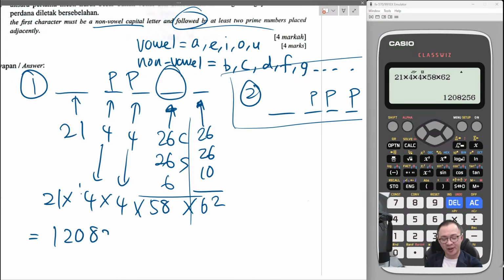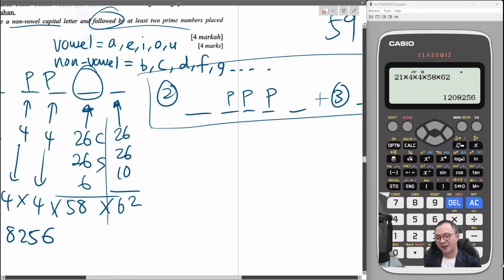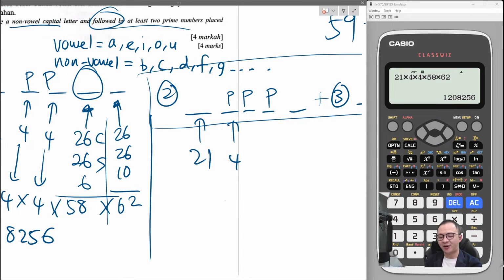One, 2, 0, 8, 2, 5, 6. Okay, case number 2. First one is 21, already fixed. This one is 4. This one is 4. This one is 4.